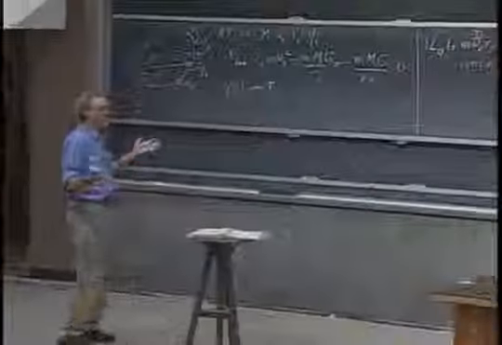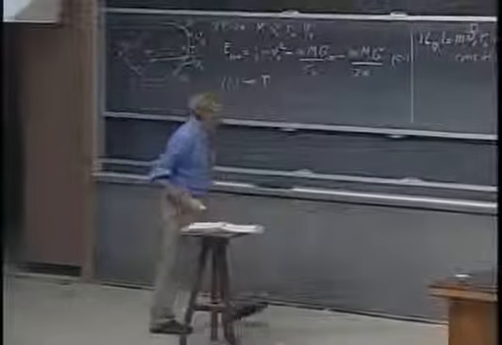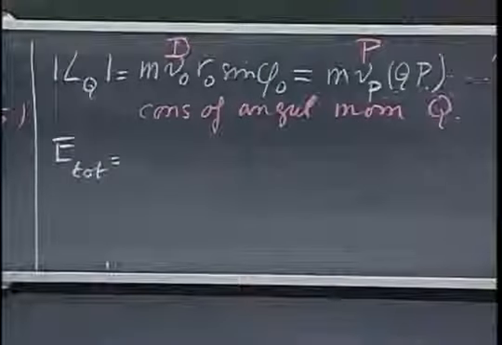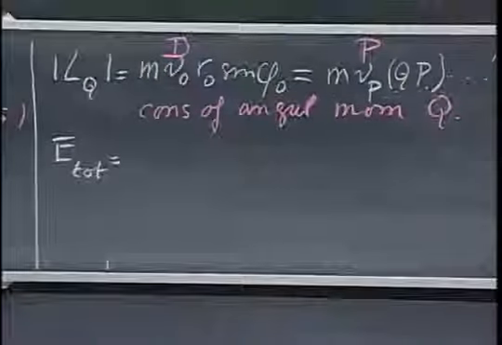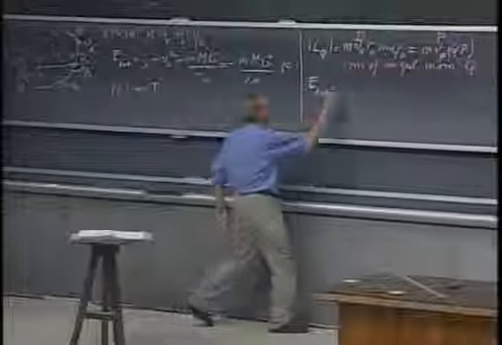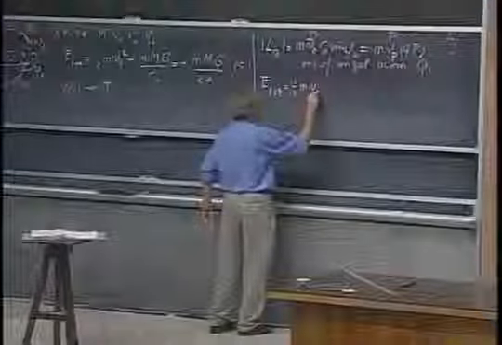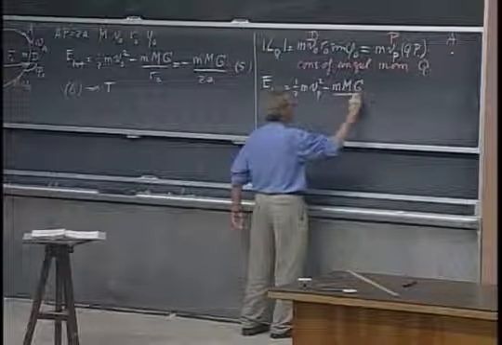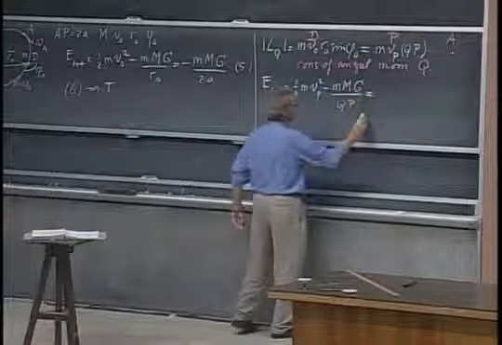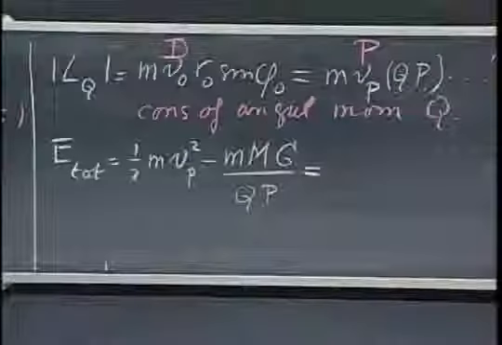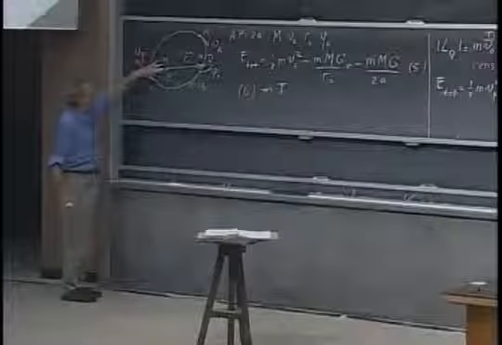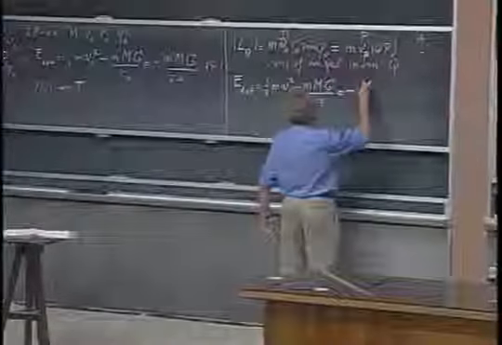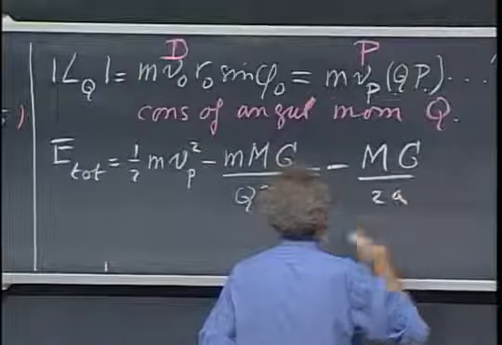We have also the conservation of mechanical energy. So now we can say that the total energy must be conserved, and the total energy, I do it at point P, equals 1/2 m Vp squared, that is the kinetic energy, minus M m G divided by the distance QP. This is the potential energy when the distance between capital M and little m is QP. But this number we know because that is minus M m G divided by 2a. That's our equation number 5.